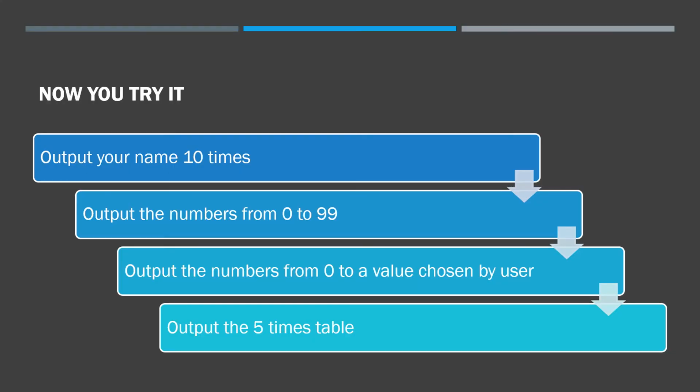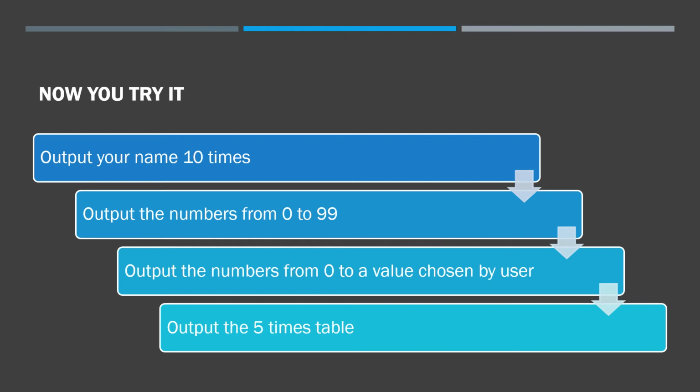So here's an opportunity for you to try writing some simple programs using counter-controlled loops. Here are 4 suggestions, so I suggest that you pause the video, open Python, and write these 4 programs very quickly to show that you understand the topic.